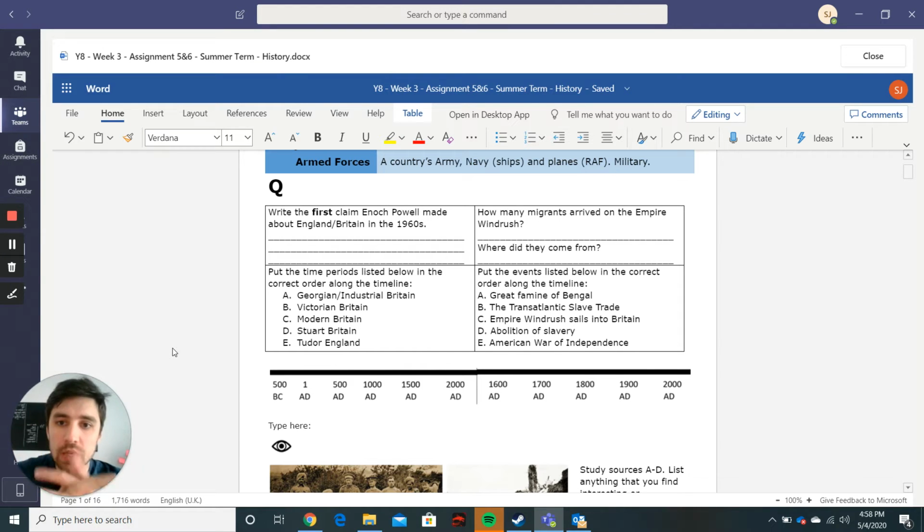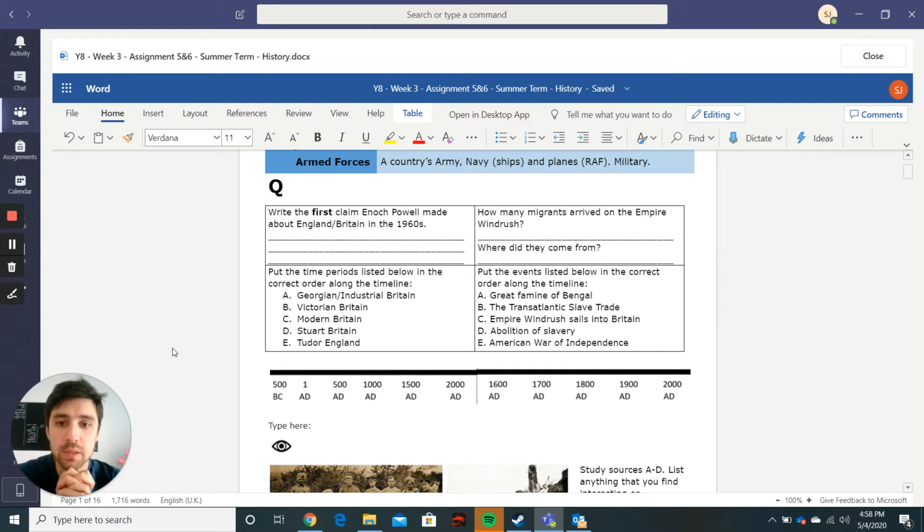Okay, so the first claim of Enoch Powell, you should know that, but it was that Britain had been unaffected, unchanged by the Empire. How many migrants arrived on the Empire Windrush and where did they come from? Well, they came from Jamaica, came from the Caribbean. And if you go back and do the reading from previous lessons, you'll be able to find the answer to the first question. And let's just put these events in order.